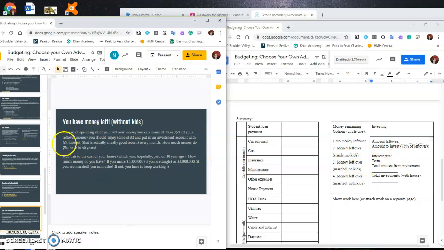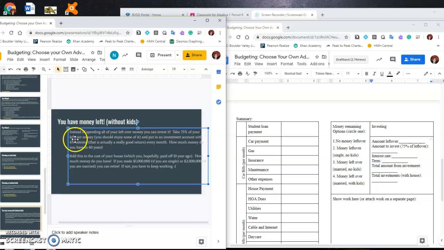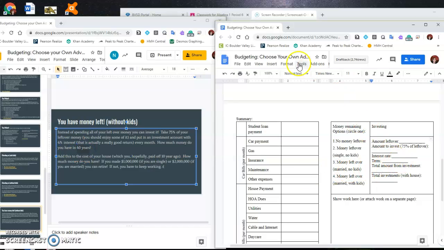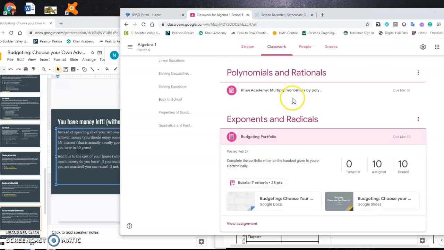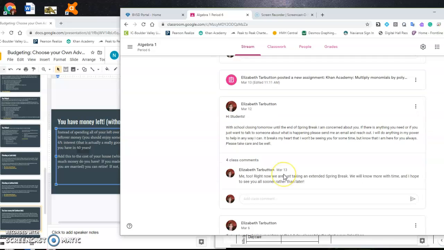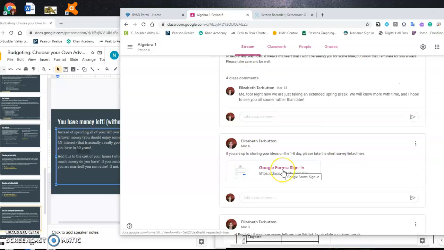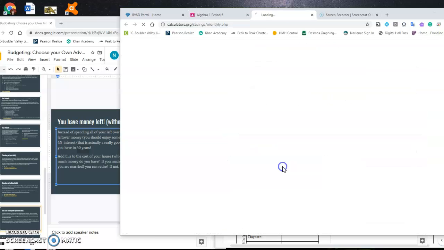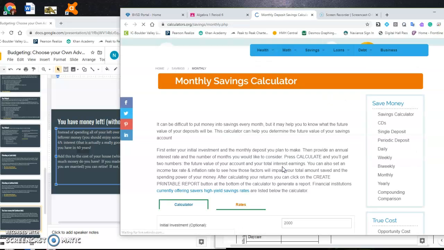Our interest rate is 4%. Right here, 4%. Our loan period or term is 40 years. That goes right here. And then I've given you a link here in your stream to figure out your investments. So you go here, this monthly savings.